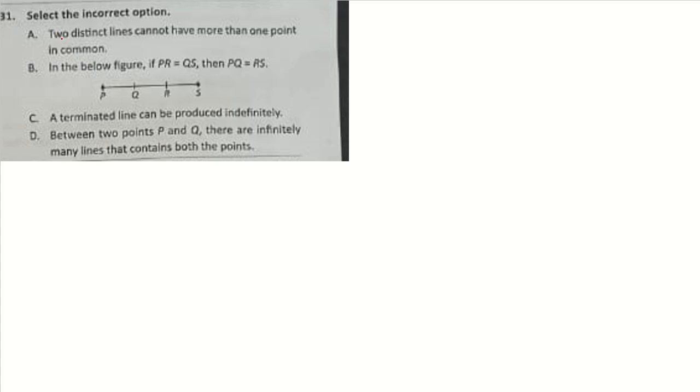Select the incorrect option. Two distinct lines cannot have more than one point in common. That is true. In the below figure, if PR is equal to QS, then PQ is equal to RS. That is also true. These are all Euclid's axioms, it seems. A terminated line can be produced indefinitely. That's just a straight up Euclid axiom. And between points P and Q, there are infinitely many lines that contain both the points. That is wrong. So if I take a point P and a point Q, there is only one line which contains both the points.